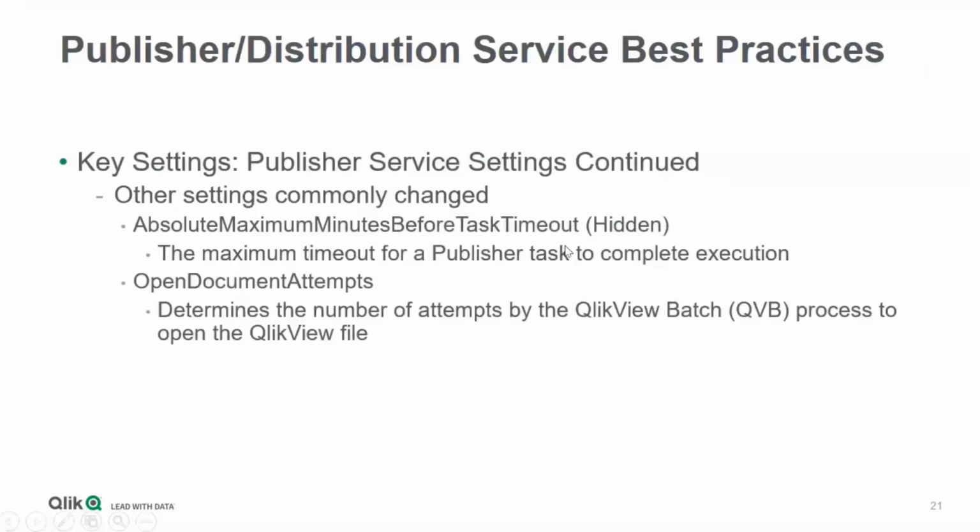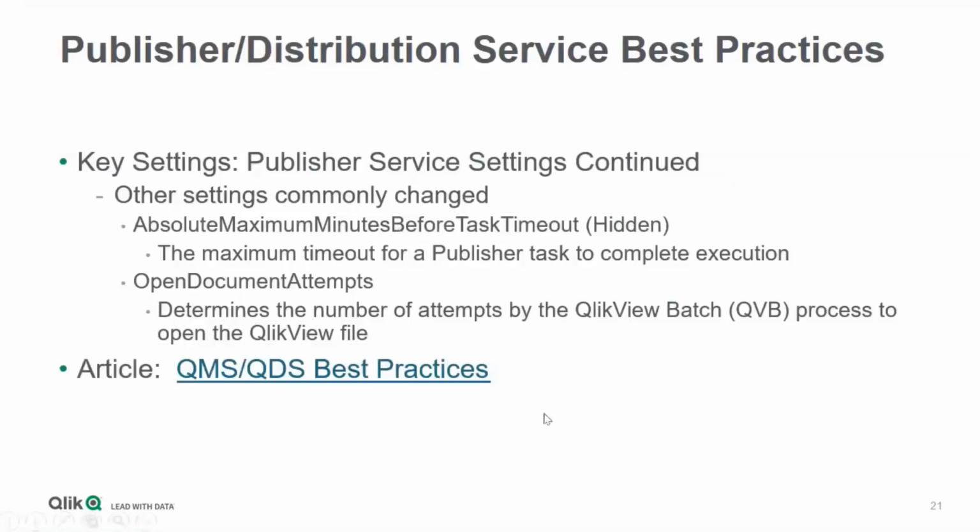Open document attempts. There is a setting to where if you're having an issue with, we complete the reload, we save the file, but then when we try to open it to do the distribution, it fails to open properly. You can change the number of attempts to open the file for distribution to a higher value. So you can set it to 2 or 3 or 4 or 5. And that way, if the file system's lagging a little bit, that should allow that to wrap things up, and then we'll just keep trying until we can actually get it open for the number of attempts you specify.